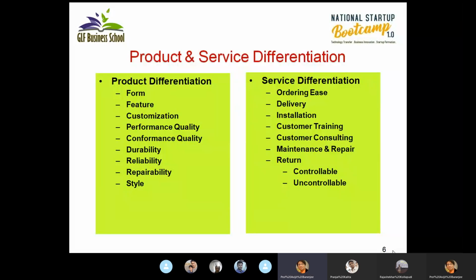For the return policy, you should consider 2 factors: the returns which are controllable, and the returns which are not controllable.